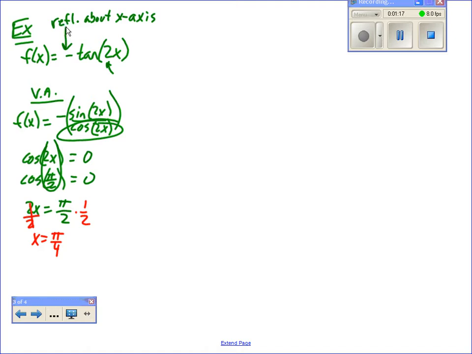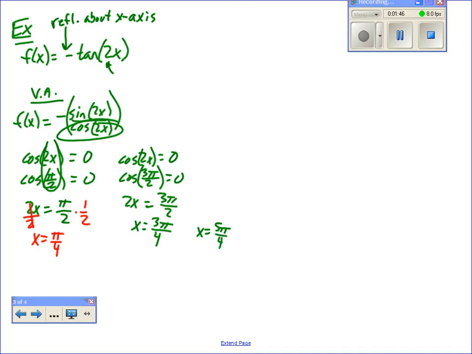And then now we know the next one is when that cosine of 3 pi halves equals 0, right? So, where does 2x equal 3 pi halves? x equals 3 pi fourths, right? And then where's the next one going to occur? What's the difference between those? Well, the difference between pi fourths and 3 pi fourths is 2 pi fourths. The next one's going to end up being at 5 pi fourths, and then 7 pi fourths, and so on, okay?